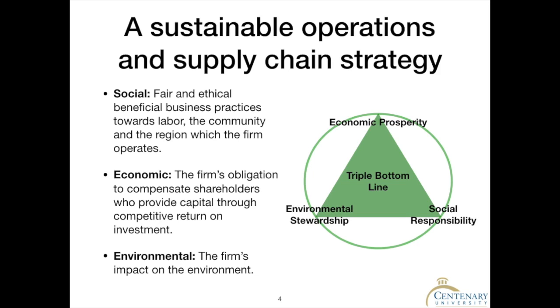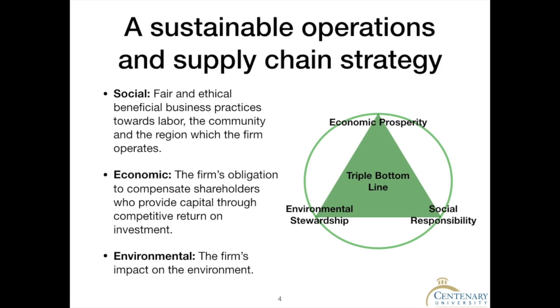The economics are, of course, key. Firms are not in business without generating a profit, right? So that has to be part of the equation. What this is saying is that it's not the only part of the equation. A firm has responsibilities to ownership or shareholders to provide the return. And the environment, right? The activities can't negatively impact the environment. That at least has to be measured.